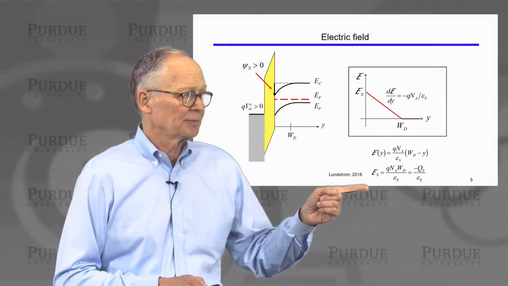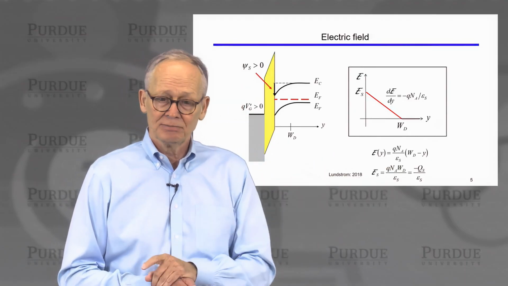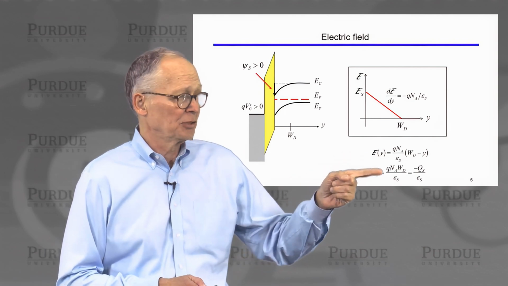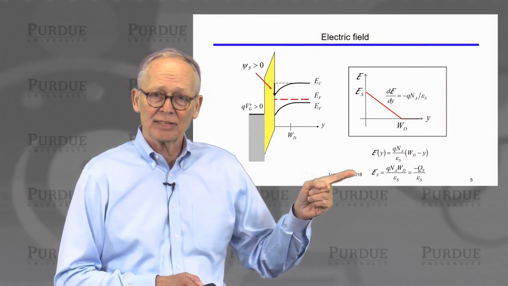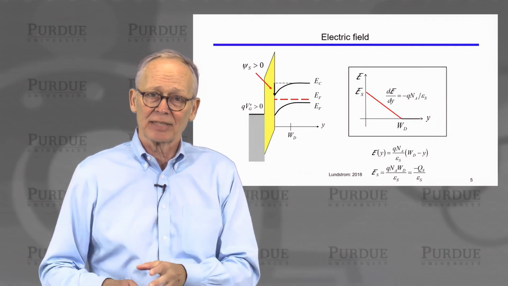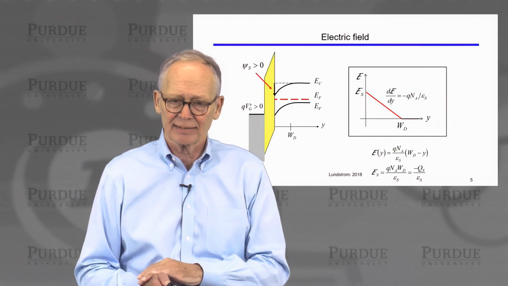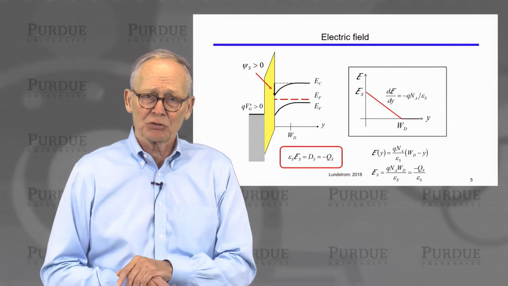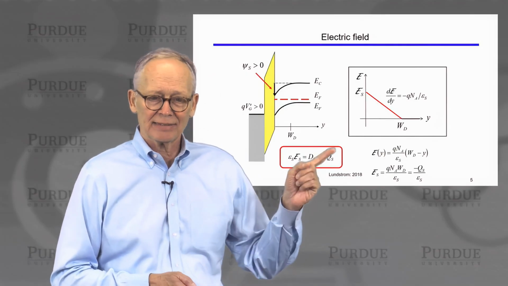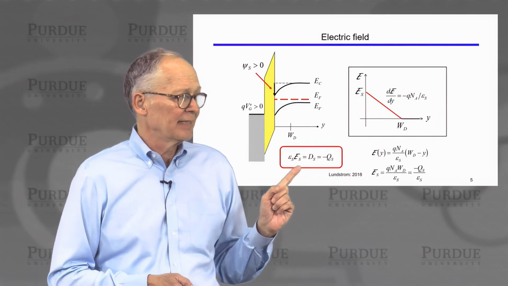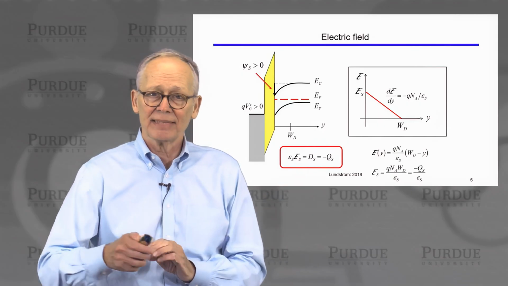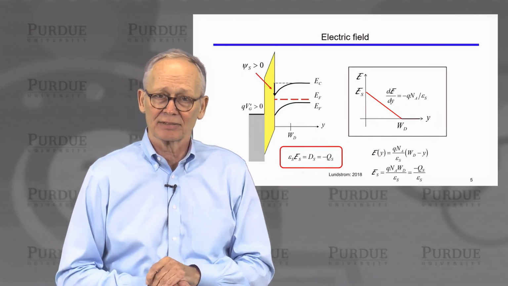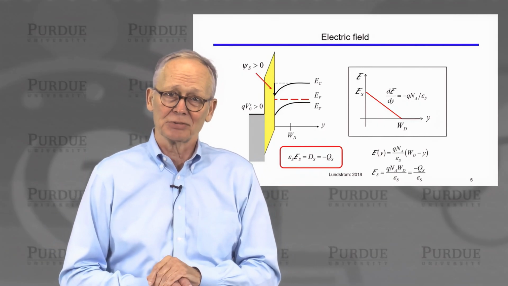So the electric field is equal to, actually, the charge in the depletion region is negative because ionized acceptors are negative. So the electric field is minus the charge in the semiconductor divided by the dielectric constant. Or we can multiply through by the dielectric constant epsilon and see that the displacement field at the surface of the semiconductor is just minus the total charge in the semiconductor. That's going to be useful for us to remember.